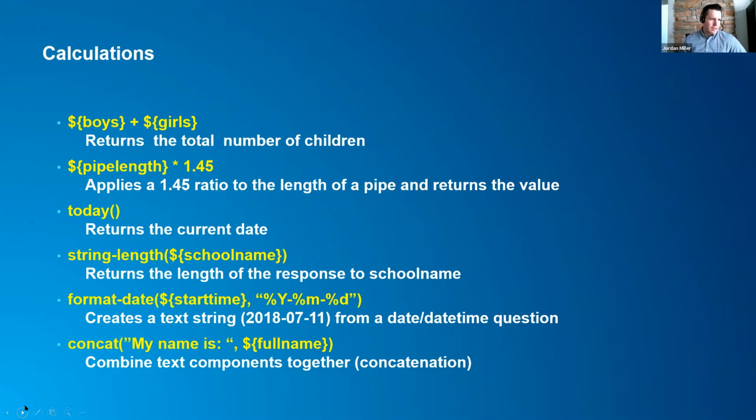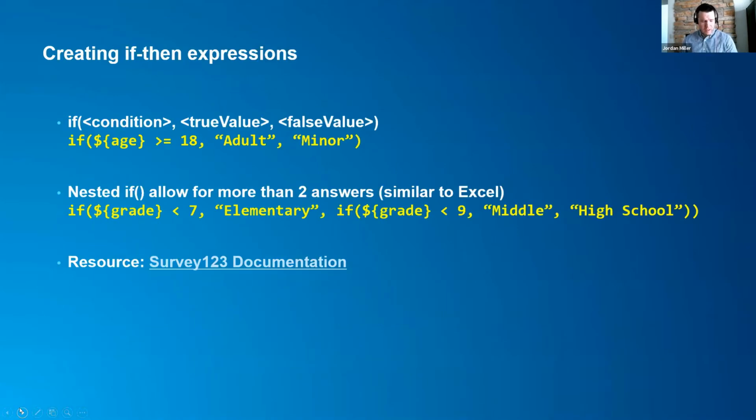Lots of great tools in these calculations and expressions that you can take advantage of. Last one here is creating if-then expressions. So these are kind of conditional. If the variable or the entry age is greater than or equal to 18, then we're going to apply an adult, or if it's false, we're going to give them a designation of minor. So again, that covers a large spectrum of different expressions to suit different needs.